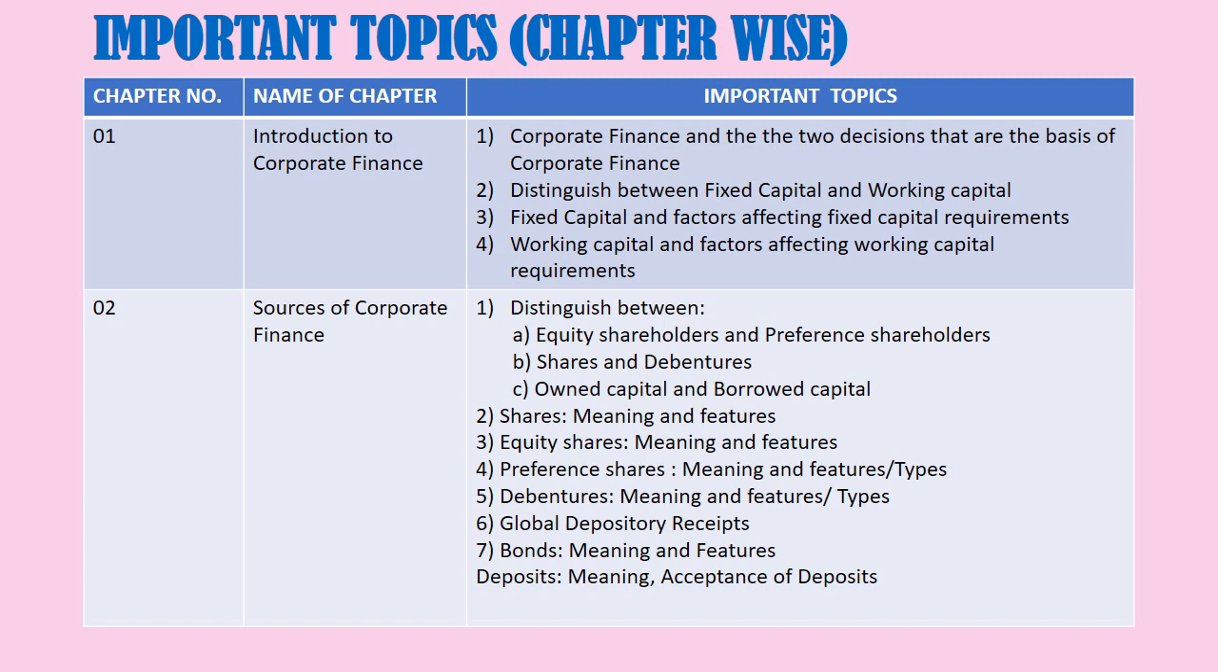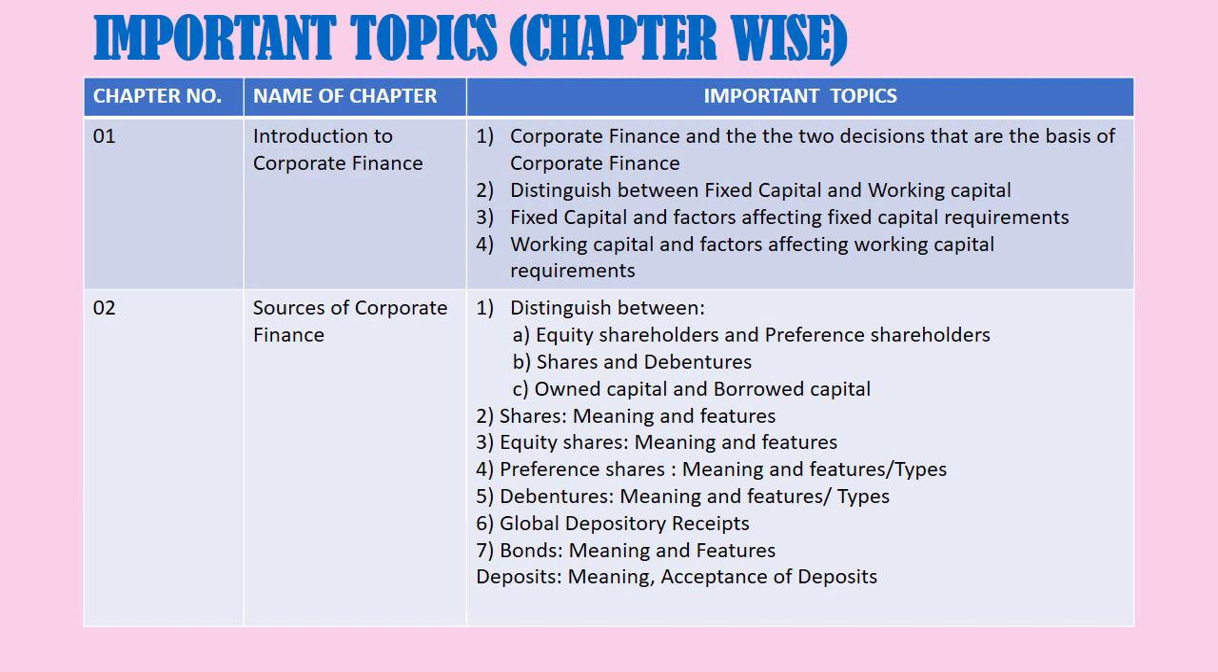So this you can expect for a 4 marks question. Distinguish between fixed capital and working capital is again for 4 marks. Fixed capital and factors affecting fixed capital requirement, that is for 4 marks. And working capital and factors affecting working capital requirements can be asked for either 4 or 8 marks.